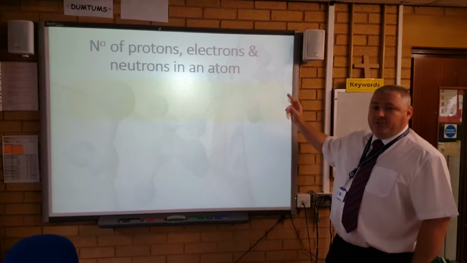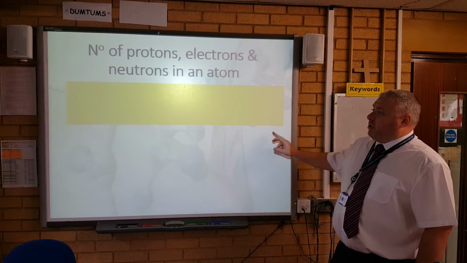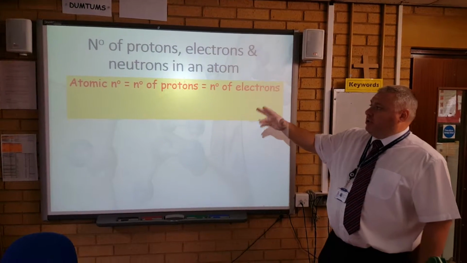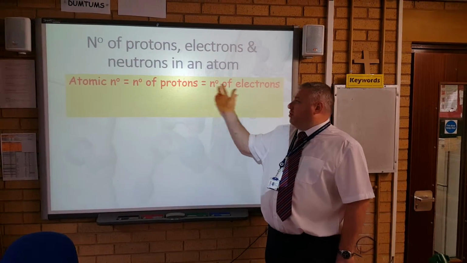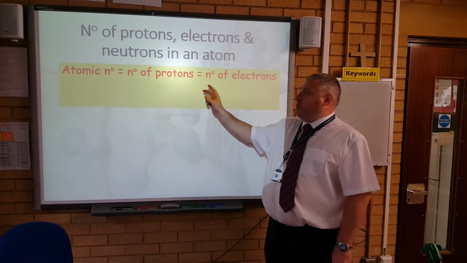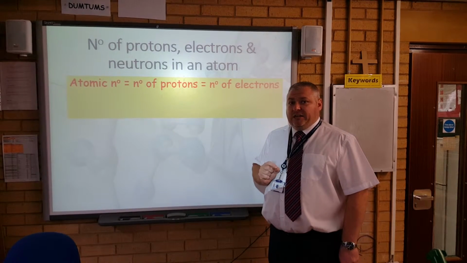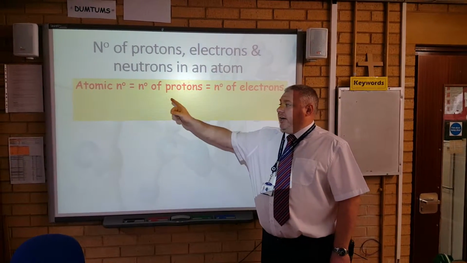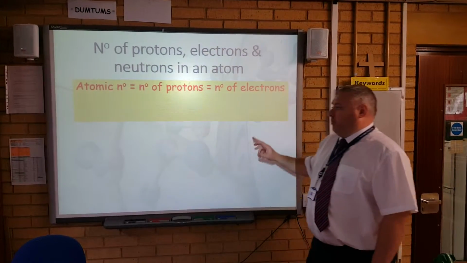So what information do we get from that? Well, the atomic number equals the number of protons, which also equals the number of electrons. So the number of protons and electrons are always the same in an atom, and you get that from the atomic number.